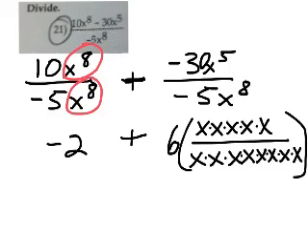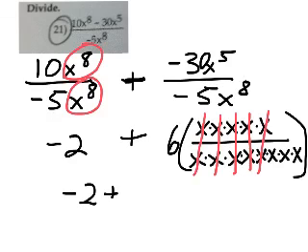Alright, so now let's cancel out all the x's. Okay, we have 3 left on the bottom. So we're going to have 1 on the top. So the 6 will go times that 1. So that will give us a negative 2 plus 6 over x to the 3rd power.